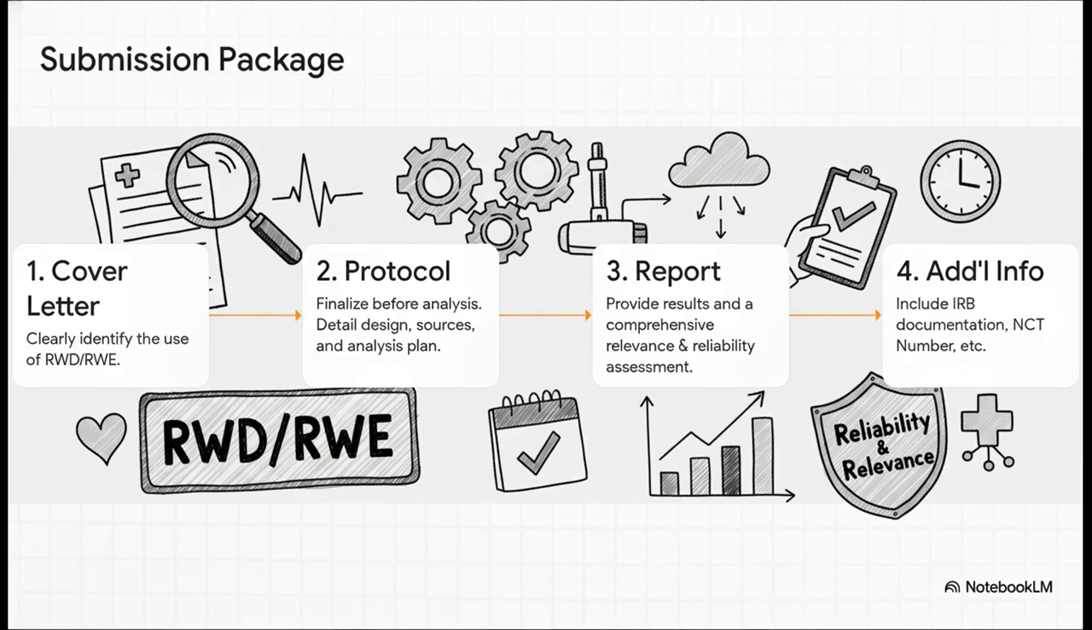It starts with your cover letter, where you need to be upfront and clearly state that you're using RWE. Next, and this is so important, is the protocol. Your protocol, which details your entire study design and analysis plan, must be finalized before you start analyzing the outcome data. This is crucial for preventing bias. After that comes the full report with your results and that comprehensive assessment of relevance and reliability we talked about. And finally, you'll include any other necessary info, like IRB documentation.